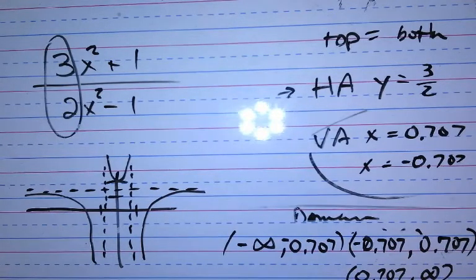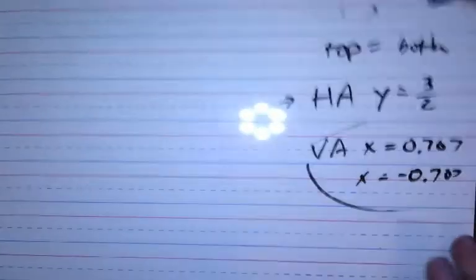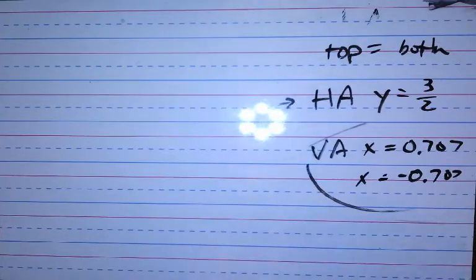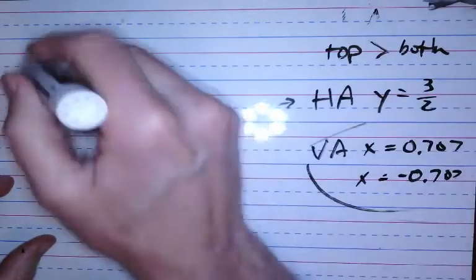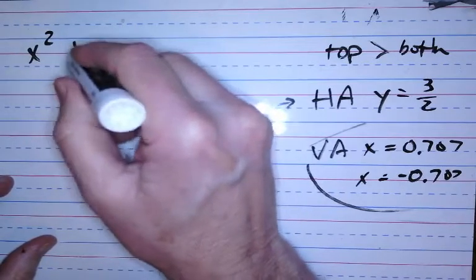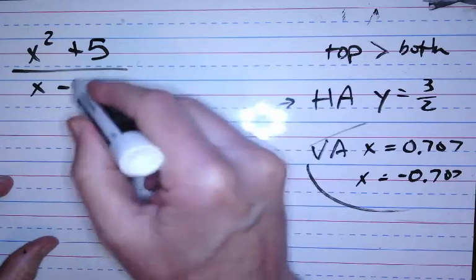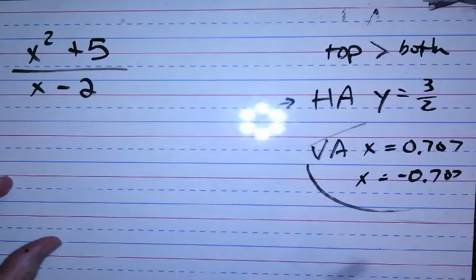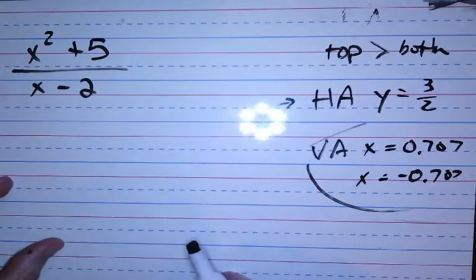Let's do one that has an oblique asymptote. Ho, ho, ho. Oblique asymptote. What's that? Okay. That's where the top is greater than the bottom. X squared plus 5, and then x minus 2. How about that? All right. X squared plus 5 over x minus 2.